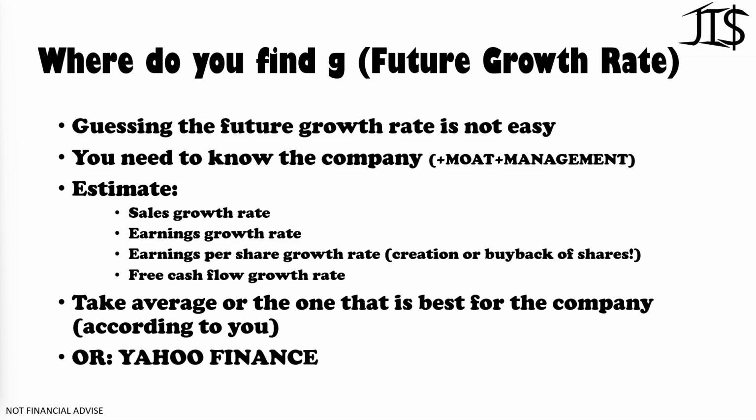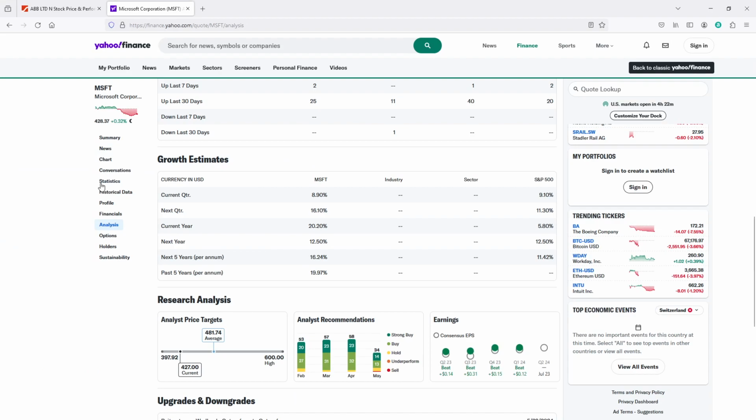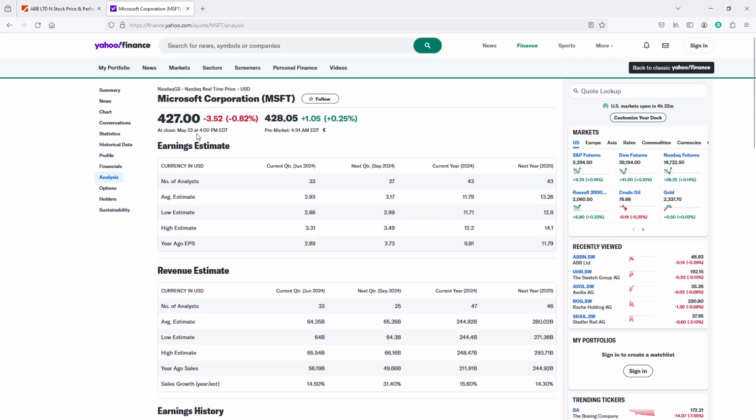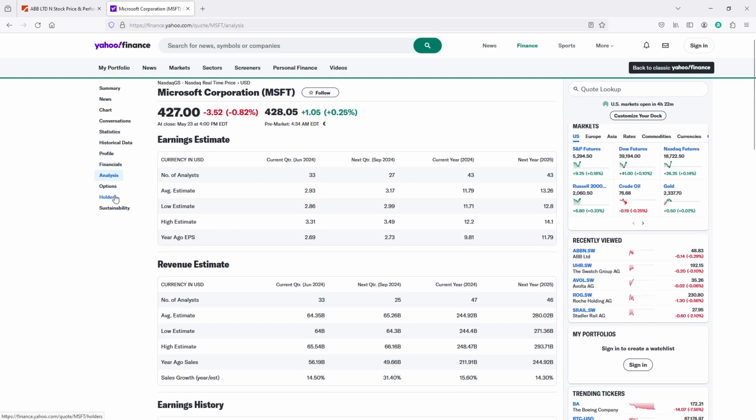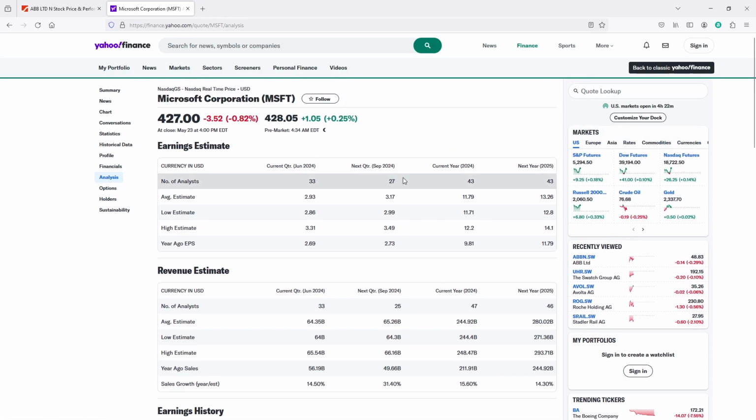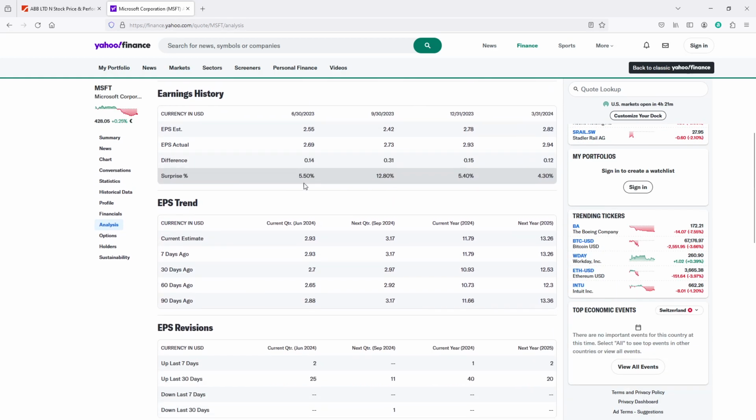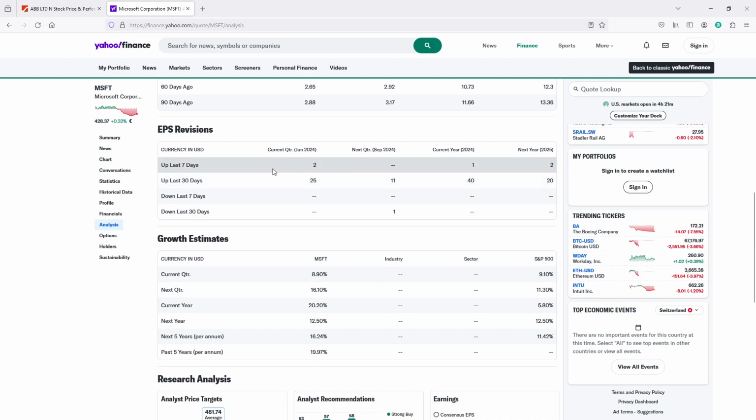Or of course you can go to Yahoo Finance. As you know, I'm here on the page of Microsoft. Pre-market trading, it's up already 1%. And when you go to the analysis tab, you see how many analysts are tracking the stock. And then with the growth estimates, you can see their estimates of the growth for the company in the coming years. Currently it's 16.24%, so not bad at all. Companies that grow more than 15% per year are of course great companies.